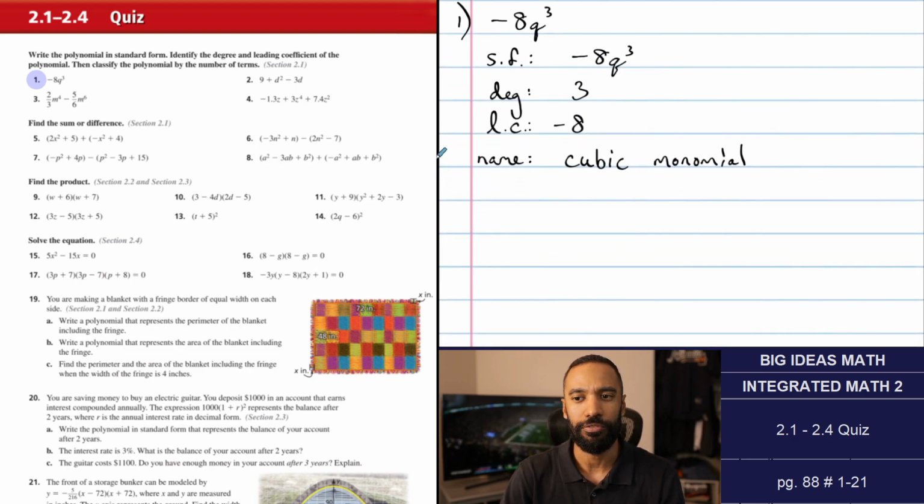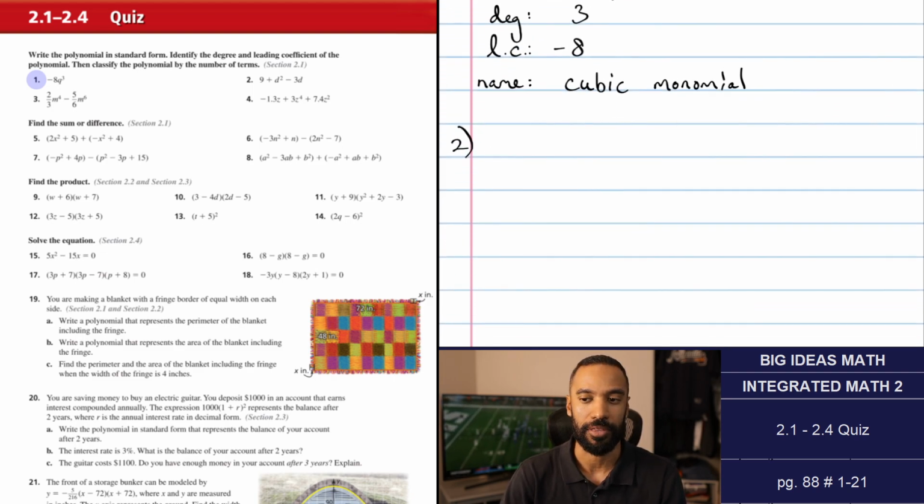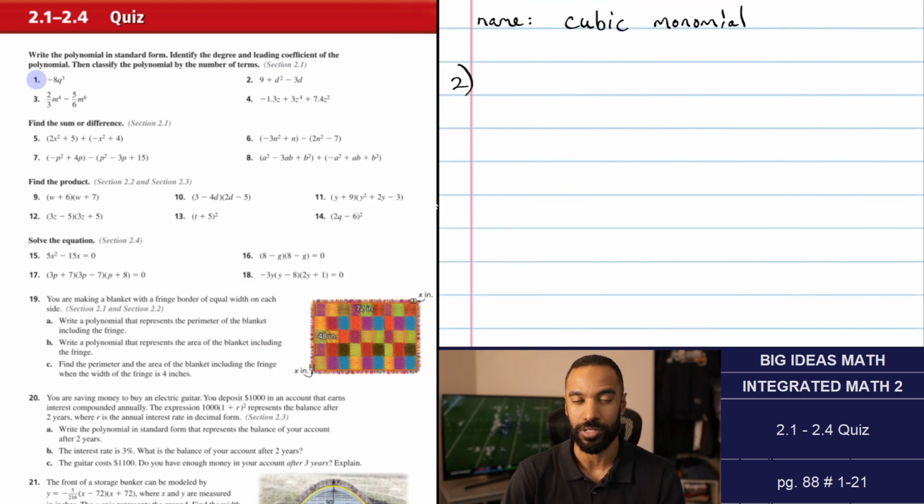And I know that, for now, it's probably uncertain how much degrees and leading coefficients really matter and apply to what we're doing. When you take IM2, they're going to matter greatly when it comes to graphing polynomials and talking about their complexity and dominance. So it matters. The leading coefficient and the degree make a great deal of difference as far as what your graph does.